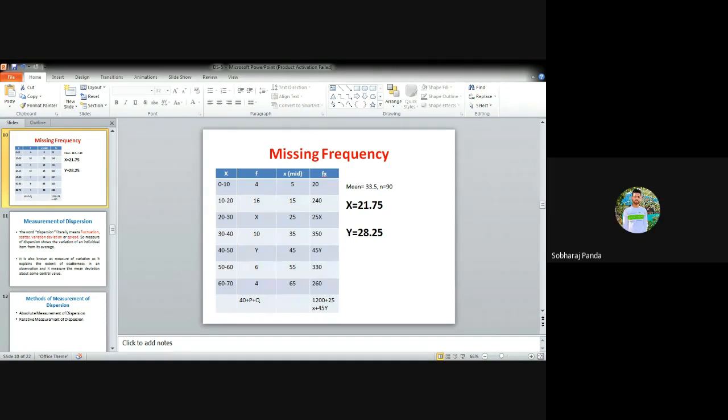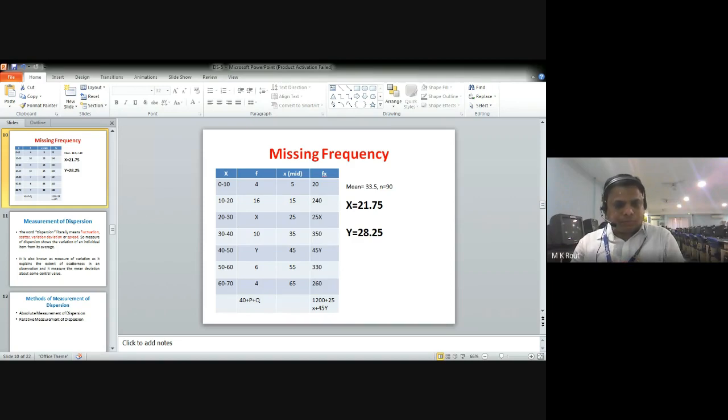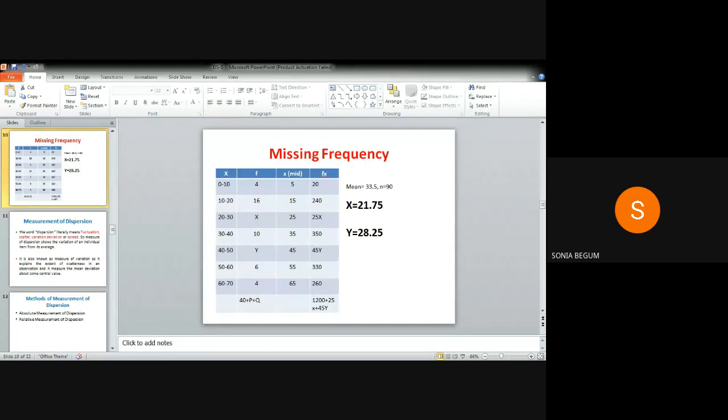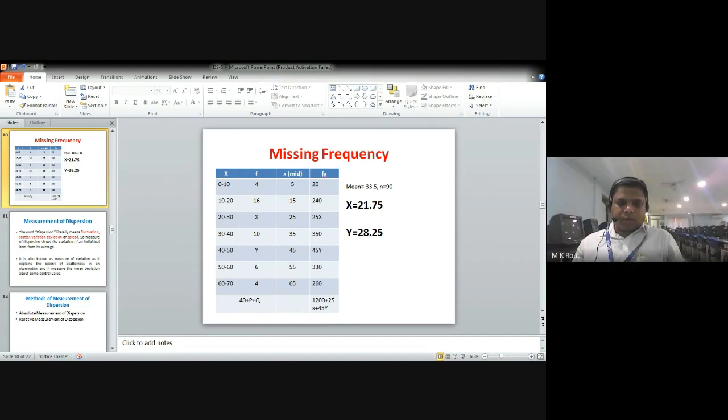Subraj Panda, what is your answer? Yes, sir. X is equal to 21.75, y is equal to 28.25. Sonia Begum, x equal to 21.75, y equal to 28.25. Okay. Okay, fine. Sitambera, good. Pragatika Sahu, Tufan Kumar Bolo, good. Okay, moving to the next topic. Just note down.